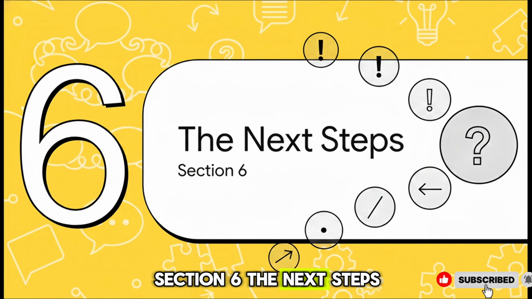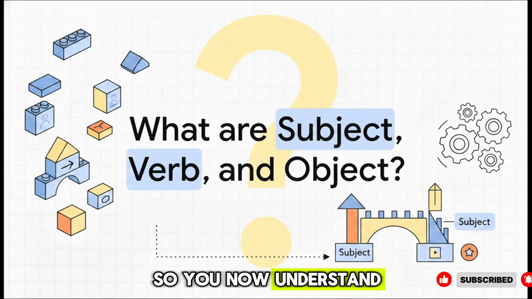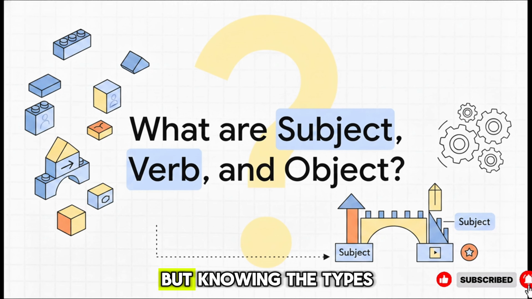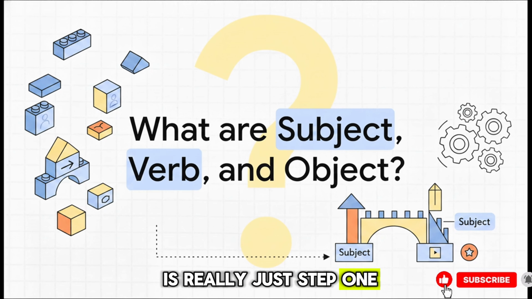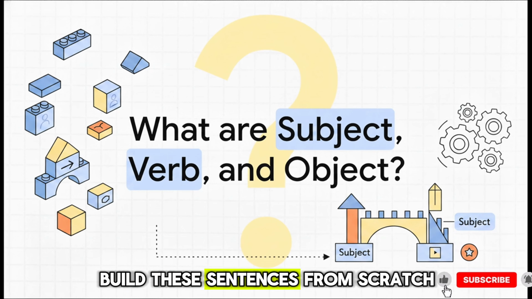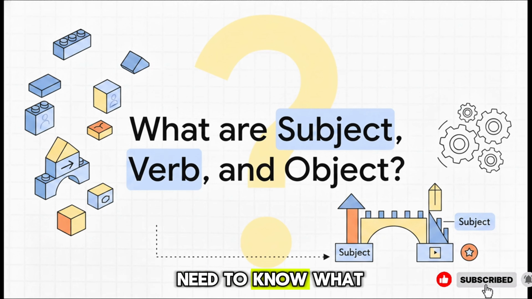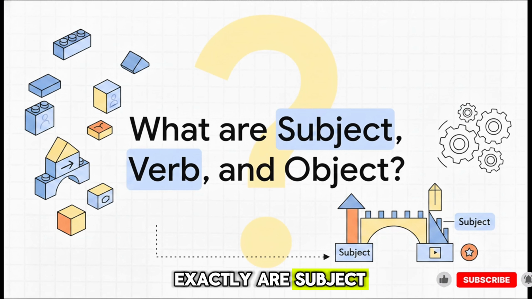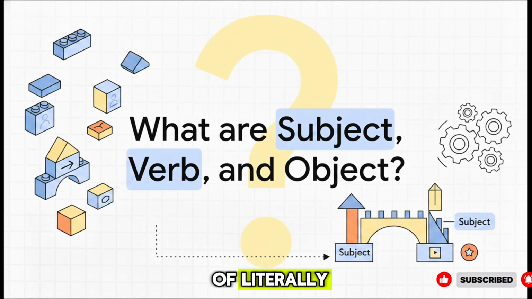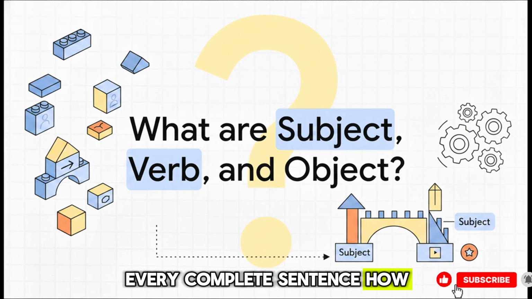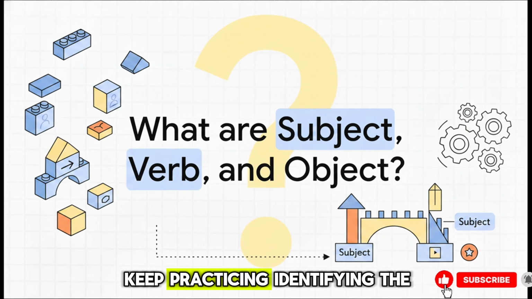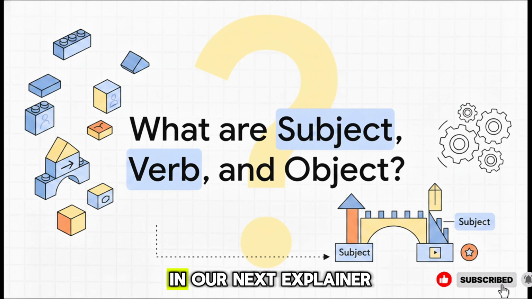Section 6. The next steps. So you now understand the 5 core buckets of talk that make up the English language. But knowing the types is really just step 1. The real magic happens when we look at how to actually build these sentences from scratch. To do that, you need to know what exactly are subject, verb, and object, because these are the 3 essential building blocks of literally every complete sentence. How do you find them? Well, you'll have to join me for the next lesson to find out. Keep practicing identifying the talk around you, and I'll see you in our next explainer.